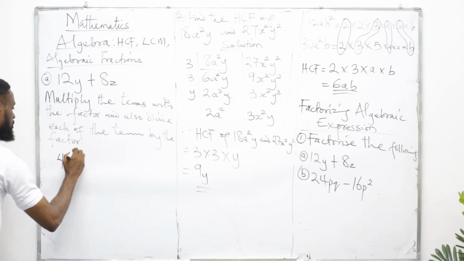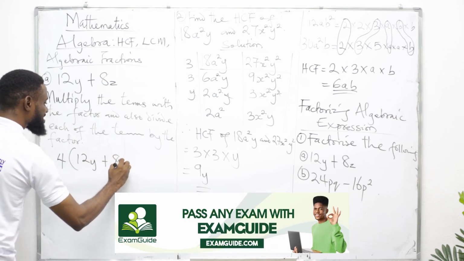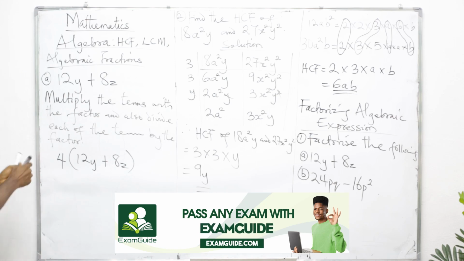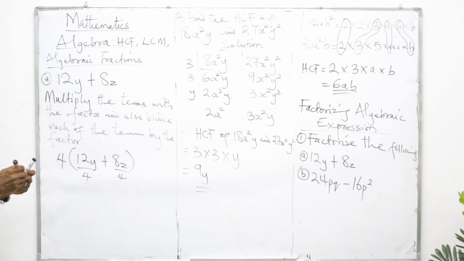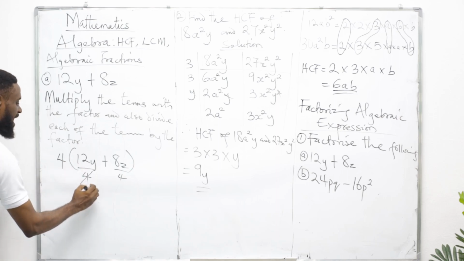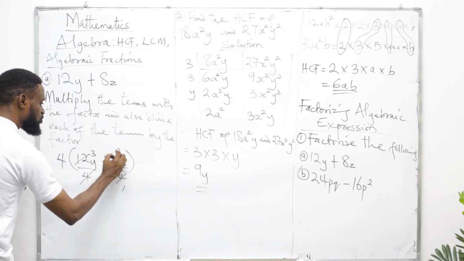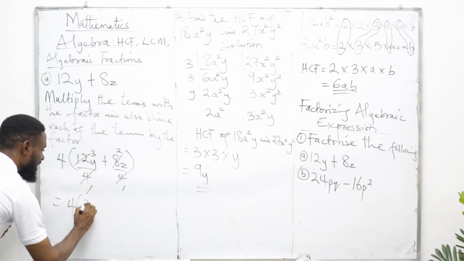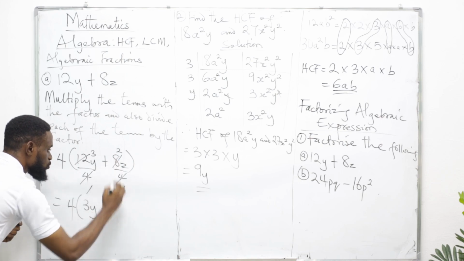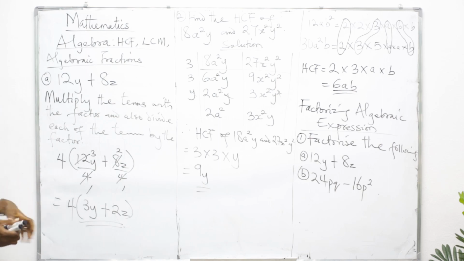So we bring 4 out, and 4 we go and multiply 12y plus 8z. Remember, 4 multiplies them. This same 4, which is their factor, we also divide them. Do you understand that now? So what that means is 4 into 12y is 3y, 4 into 8z is 2z. So this means 4, open bracket, this is now 3y plus 2z. This is our answer.